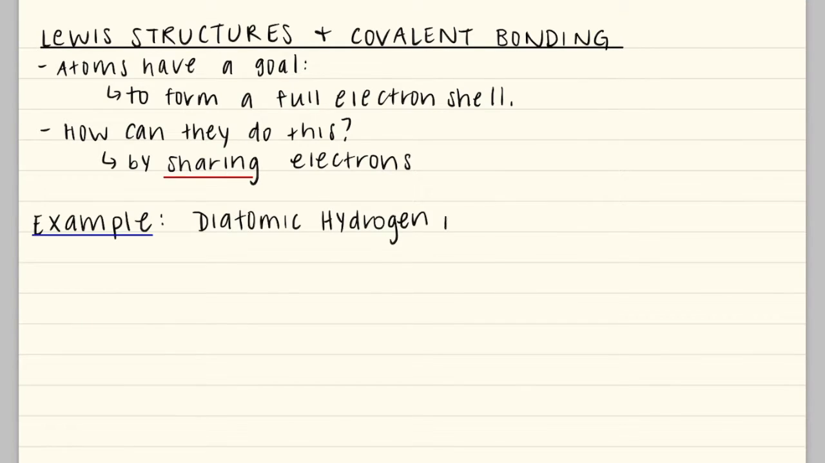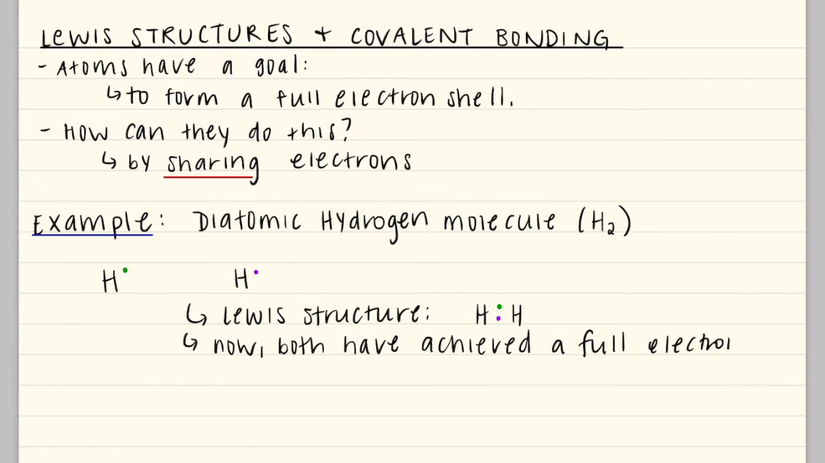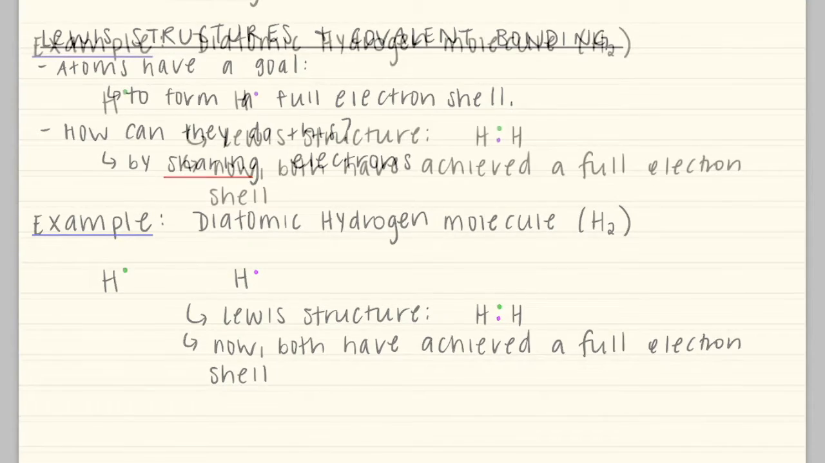Let's start with the first example, H2 or diatomic hydrogen. Hydrogen has 1 valence electron. To bond with both hydrogens, we will pair both electrons from both hydrogens and we get our Lewis structure. Here, both hydrogens have 2 electrons in their shell and are in the lowest energy state by sharing those electrons.